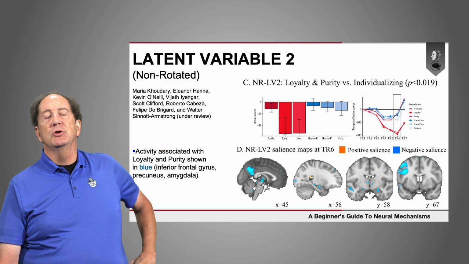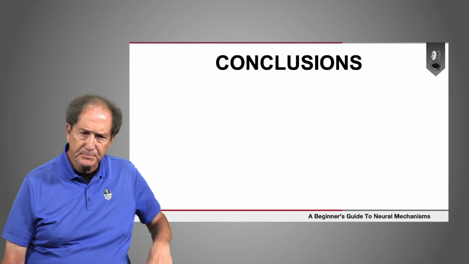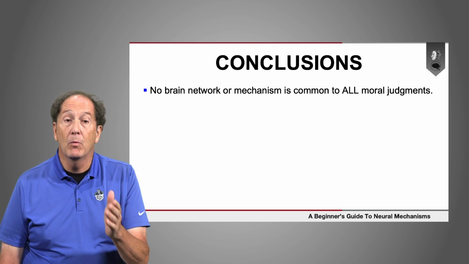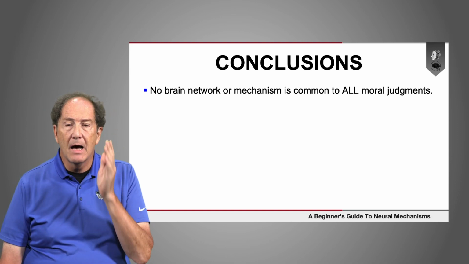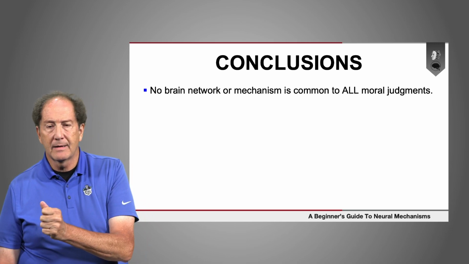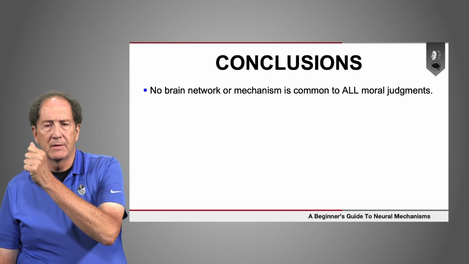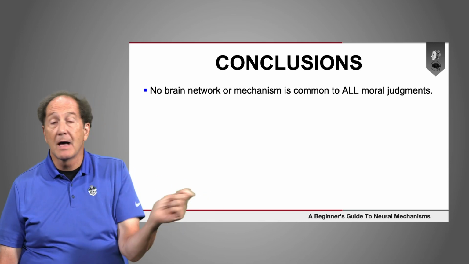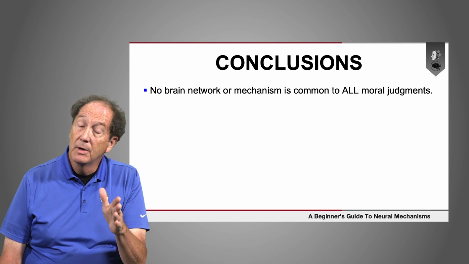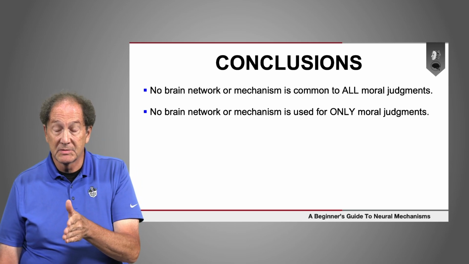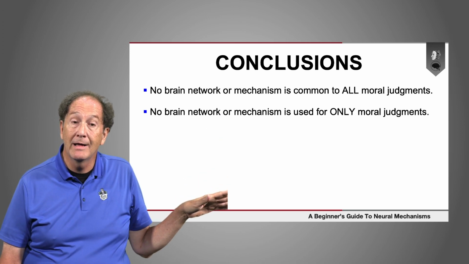So what conclusion do you draw from all this? Well, it looks like there's no single brain network or mechanism that's common to all moral judgments. Some brain activation is associated with one kind of moral judgment, but not the others. And there's nothing that's common to all of them. There's also no brain network or mechanism that's used for only moral judgments, but not used outside of morality.